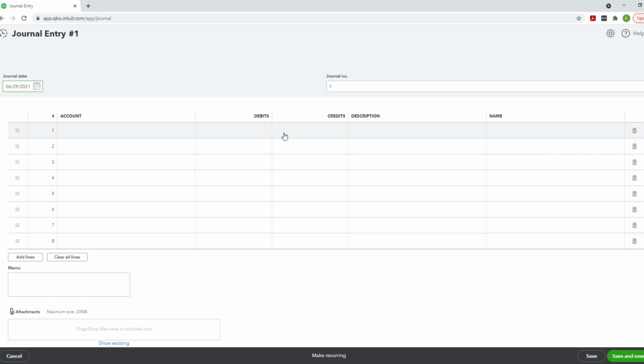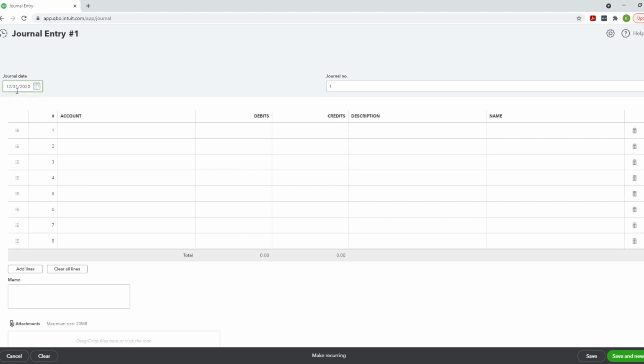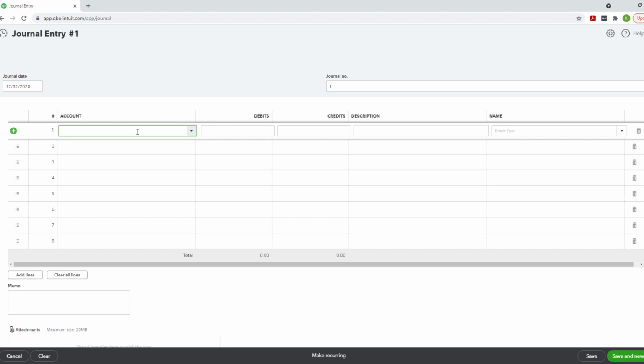So let's just start off by doing an example journal entry. Let's do one where we're doing it for tax purposes. So let's say we finished our 2020 tax return and we had some depreciation expense to add. So I'm going to go ahead and date it as of the end of the year. I'm going to go ahead and say depreciation expense. So let's say that based on our tax return, we should take $5,000 of tax depreciation.